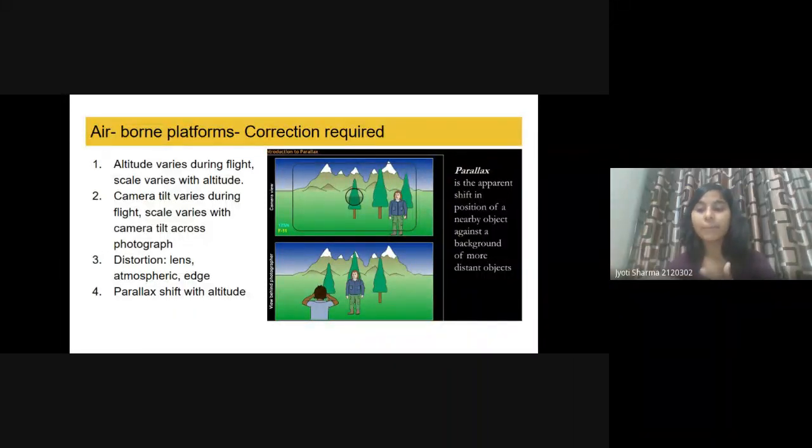So this is kind of the parallax effect. Parallax is the apparent shift in the position of a nearby object against a background or more distant object. Here you can see that the mountains or trees behind are moving very slowly, but this man is moving at a very fast pace. And because a satellite or an aircraft is always moving, you will encounter the parallax shift, so you have to correct it as well.